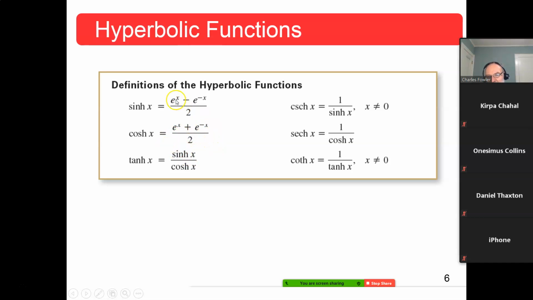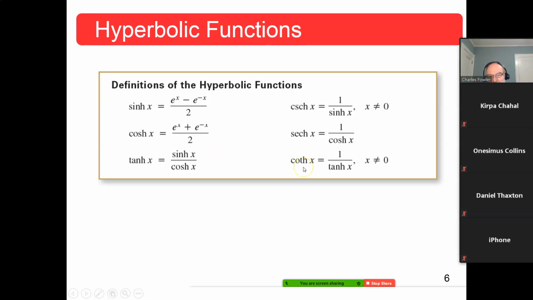Okay, if you look at this one, this is why this can be 0 at 0. This would be 1 minus 1 is 0. So that's why you can't allow x to be 0. But over here, that numerator, e to the x is always positive, e to the minus x is always positive. Add them together, divide by 2, still positive.